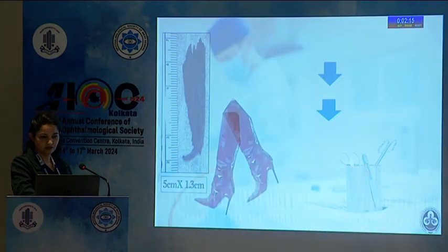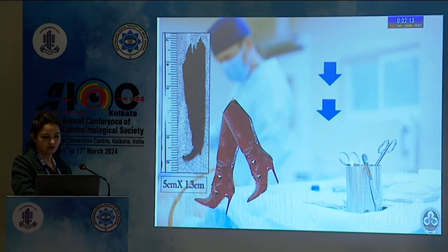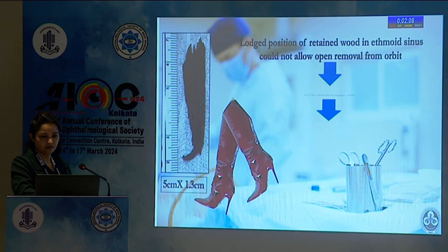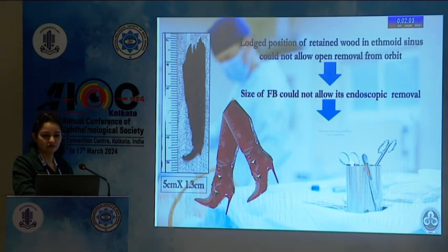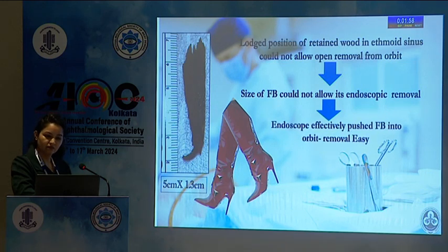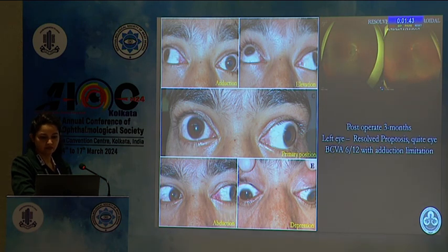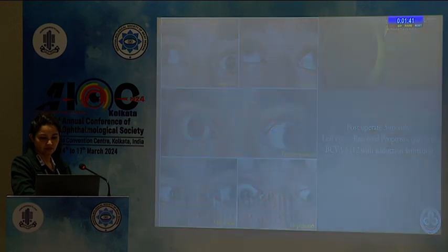So what was unusual is a large size, boot-shaped, angulated, bicompartmental foreign body removal. In the present case, the lodged position could not allow open removal, and the considerable size could not permit endoscopic removal too. Hence, the endoscope efficiently pushed it back into the orbit, making its removal easy. On follow-up, there was resolution in retinochoroidal indentation and significant improvement in vision from PL positive to 6/12. However, adduction limitation could not be reverted due to medial rectus involvement.